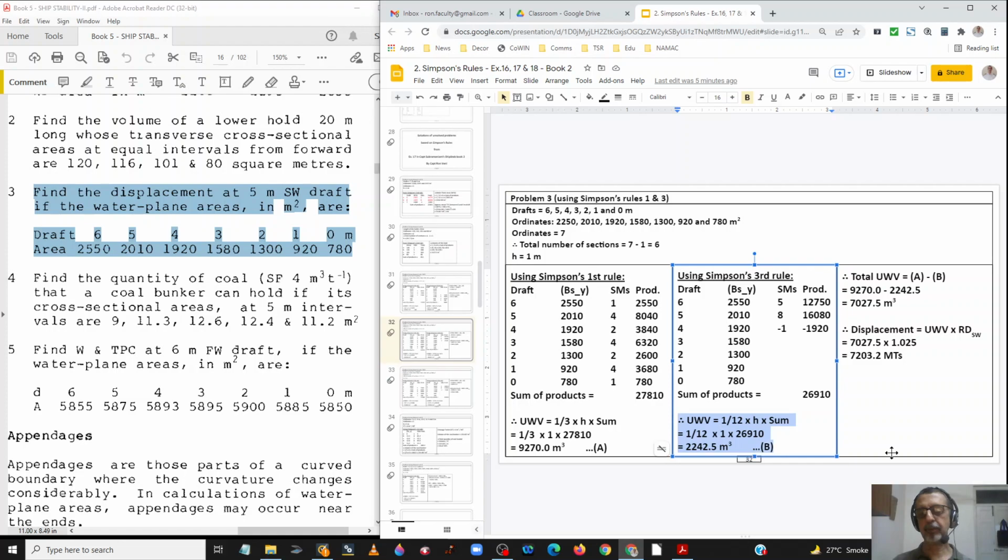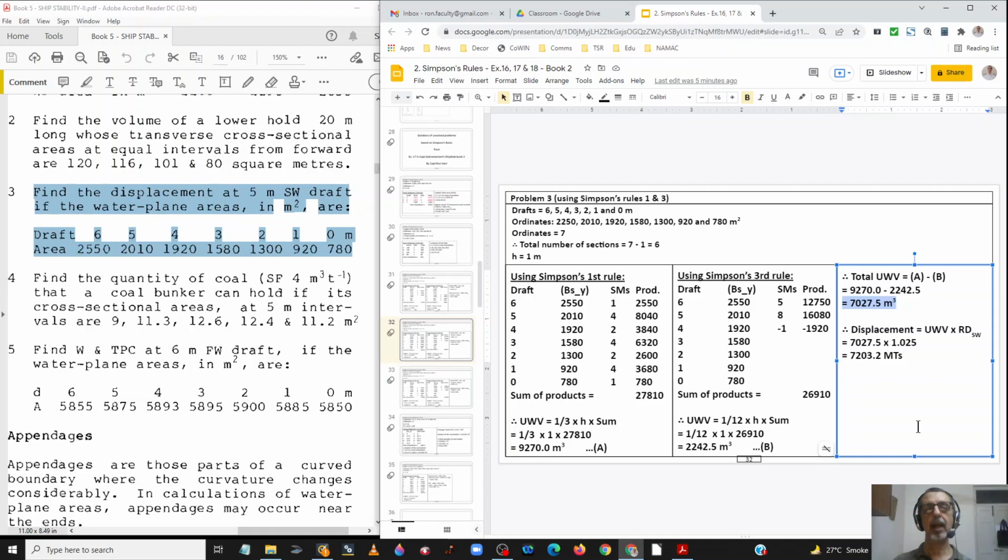Therefore, the underwater volume from 0 meters to 5 meters will be equal to A minus B, as I have written over here. And when I substitute the values for A and B, I get the underwater volume at the 5-meter draft is equal to 7027.5 cubic meters.